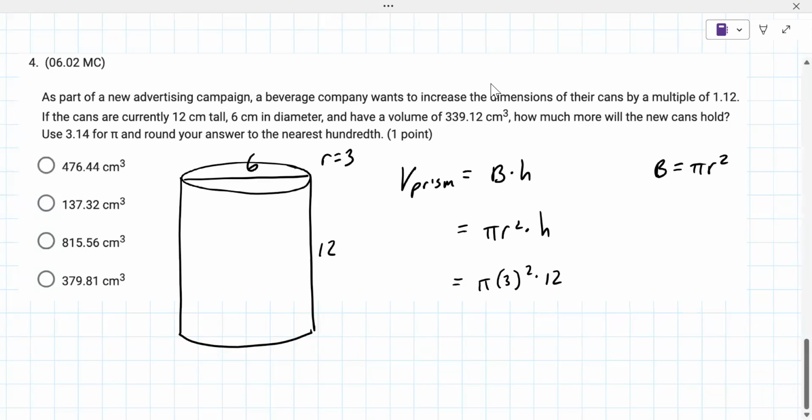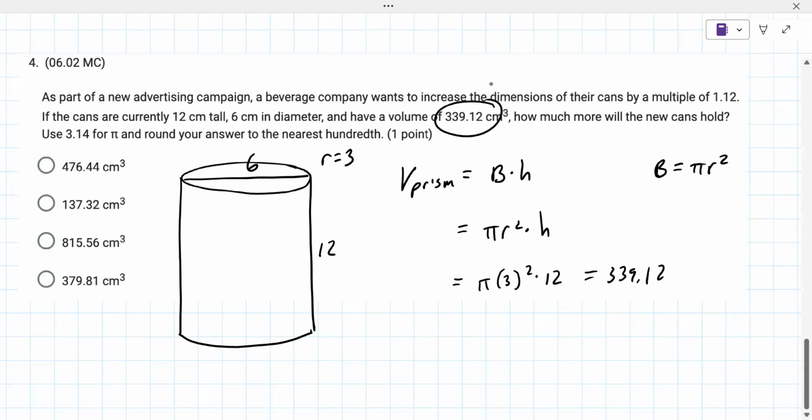I got 339 point like 2. Actually, let me check. Oh, I forgot to say the last part of the question. They say use 3.14 for pi. So if you were to do that, 108 times 3.14. All right, then it's 339.12. Okay.